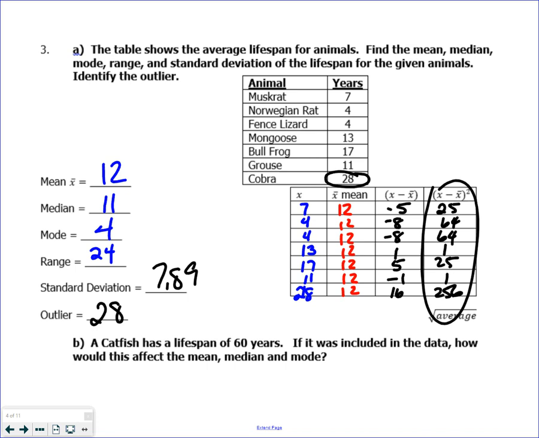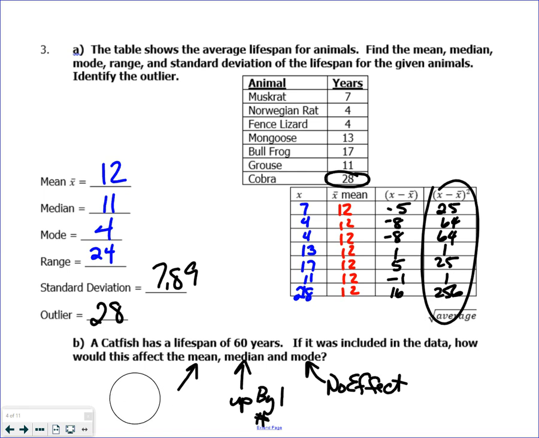Well, there would be no effect to the mode, because if you add one more number that's basically a singleton, it would not affect it at all. The median, it would change the median one value greater. So it's going to move this up by one number. And then it would greatly affect the mean.